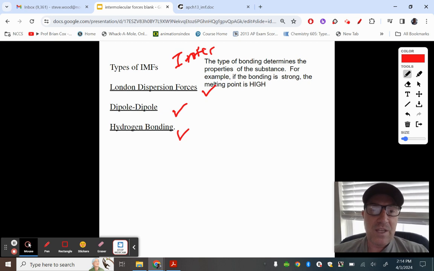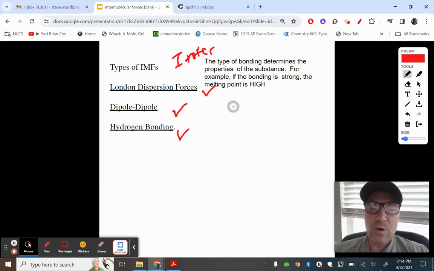Here's the difference though. In intermolecular forces, these are all covalent molecules, all of them. So covalent means it's all nonmetals.